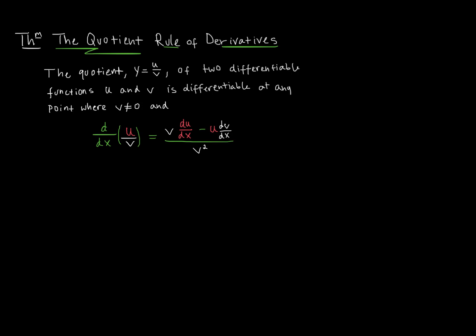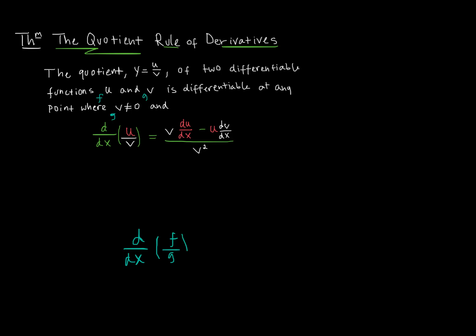And then secondly, we can represent u and v, we can think of them as functions f and g as well, and so in that situation g would not be able to be equal to 0 in order for us to have a derivative.